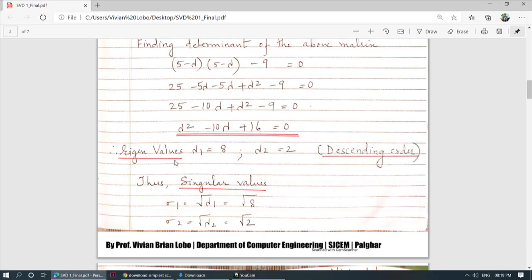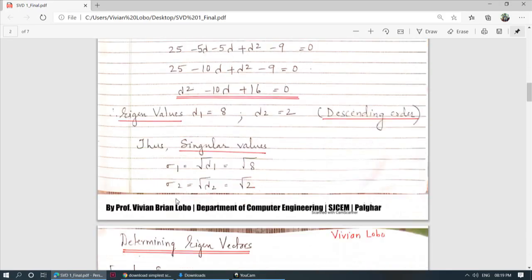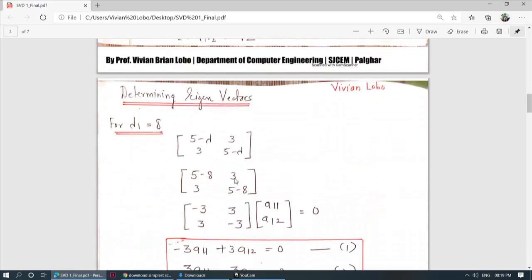So eigenvalues have been obtained. Now from the eigenvalues we can calculate the singular values. So how are singular values calculated? Singular value 1 is nothing but square root of lambda 1, so it is square root of 8. Singular value 2 is nothing but square root of lambda 2, which is nothing but square root of 2. Now once we have obtained the eigenvalues and singular values, we can easily find out the eigenvectors.